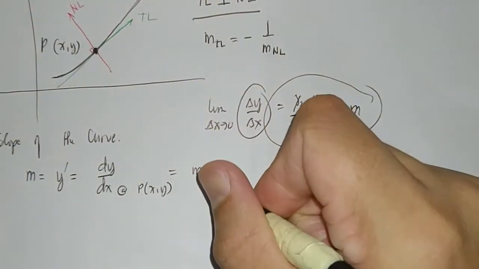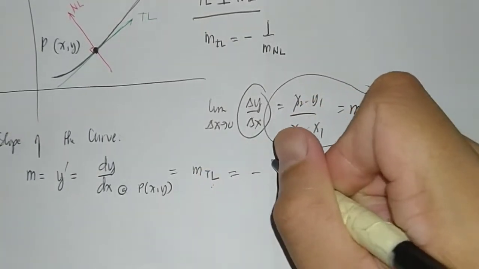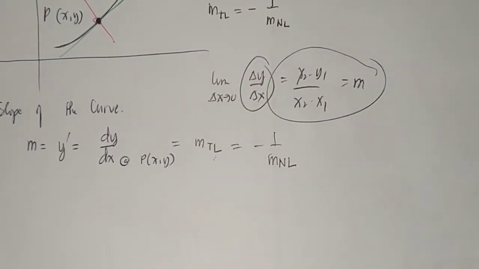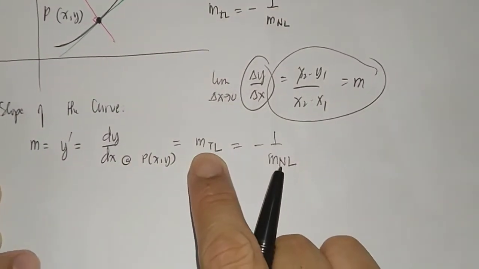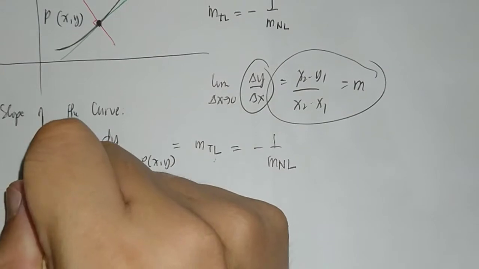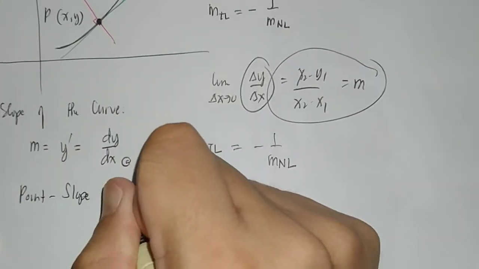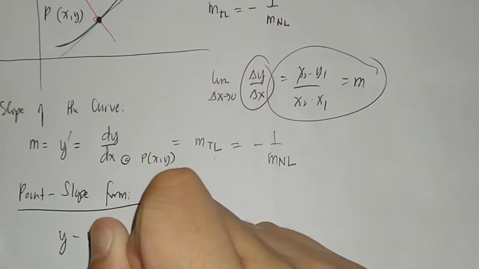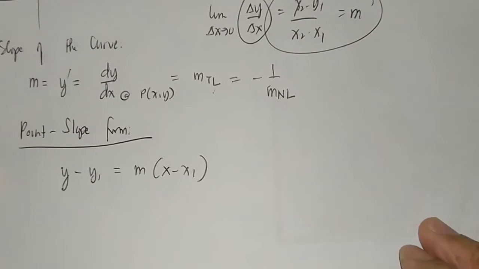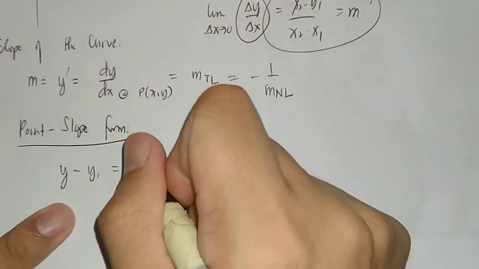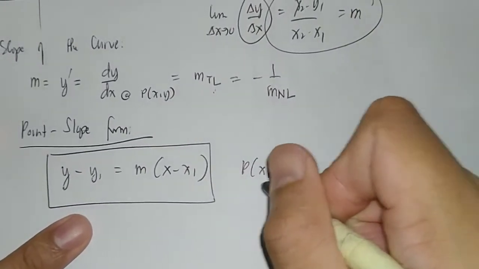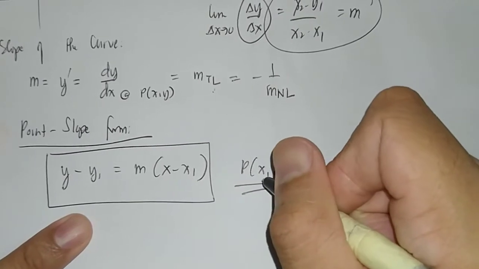Since the tangent line is perpendicular to the normal line, the slope of the normal line is the negative reciprocal of the slope of the tangent line. To get the equation of the tangent line and the normal line, since you have the slope and the point of tangency x comma y, we use the point slope form, which is y minus y sub 1 is equal to m times x minus x sub 1, where the point given is x sub 1 comma y sub 1, and this point is the point of tangency.